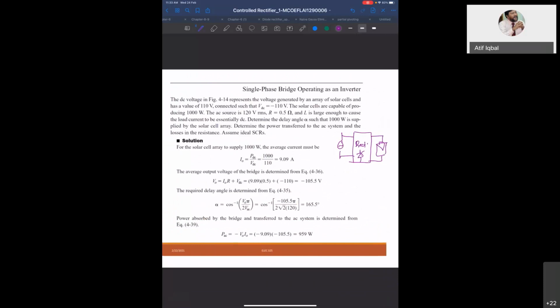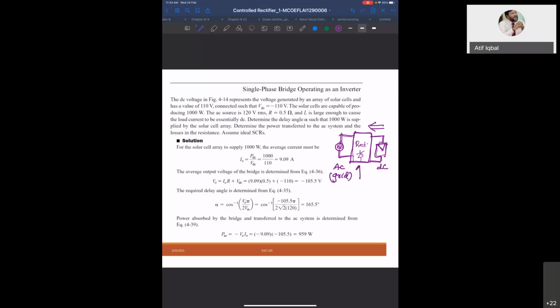It says that the DC voltage represents the voltage generated by an array of solar cells and has a value of 110 volt. So suppose this is your rectifier, and here are your solar panels, and here is your AC source, that is your grid. Okay, so the power from the solar should flow from DC side to AC side. This is your grid.